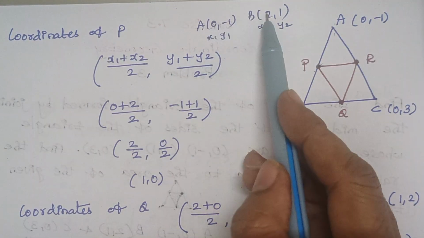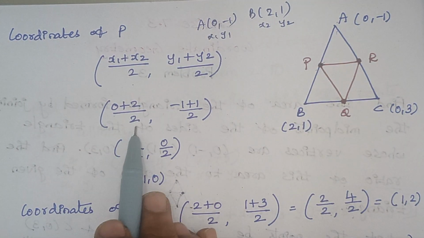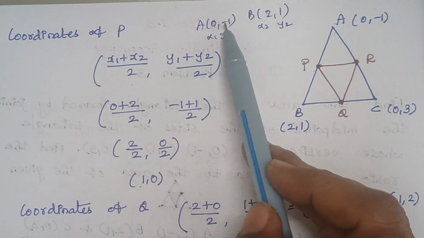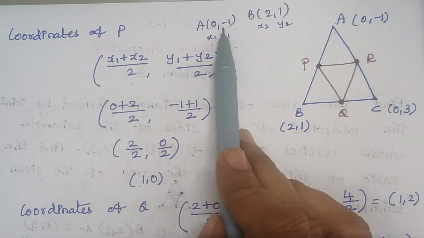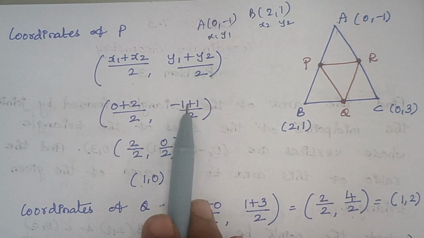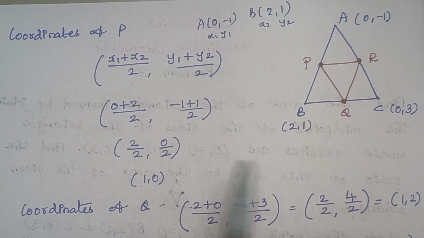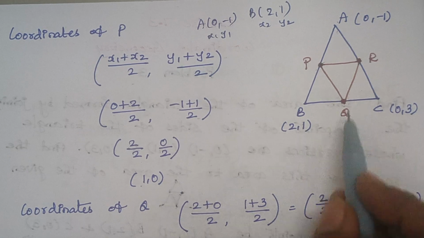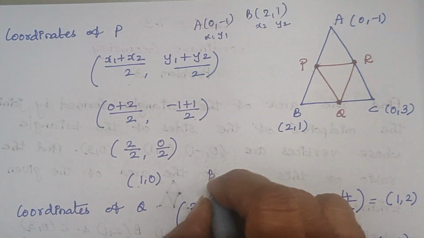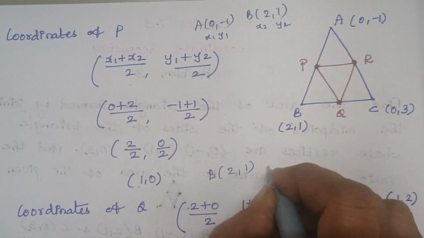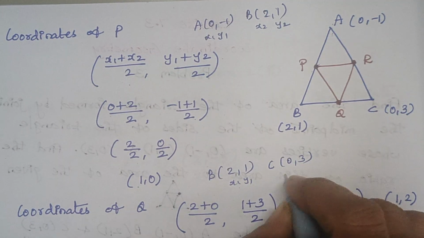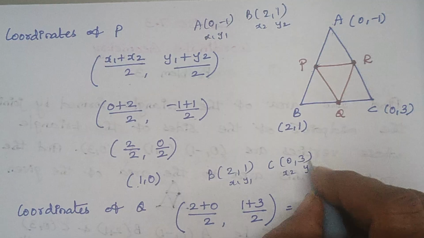So x1 plus x2, 0 plus 2 by 2. So it is 2 by 2, which is 1. And the next is y1 plus y2. So minus 1 plus 1, right? Minus 1 plus 1 by 2, which is 0, right? Again we are going to find the coordinate of Q. So Q, you see, Q is the midpoint of B and C.